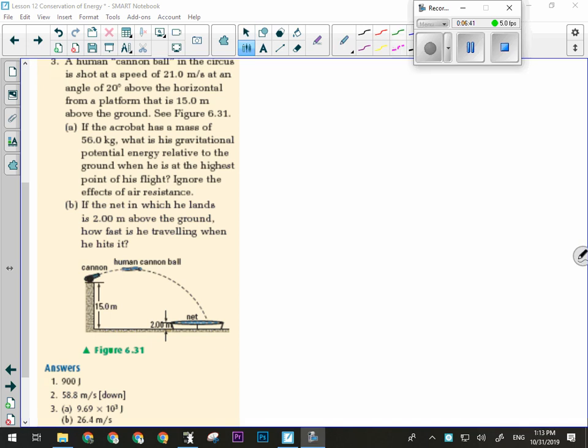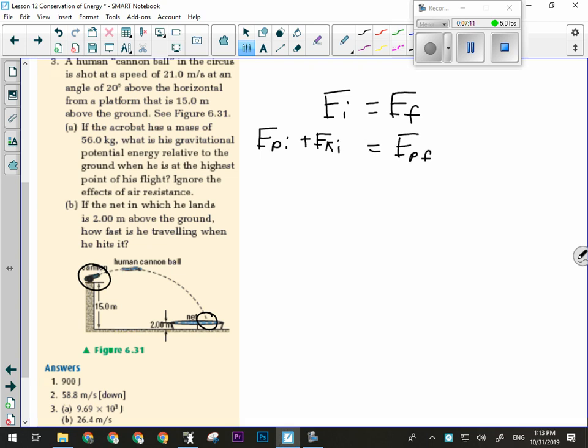So here's what we need to understand in order to solve part B. I have to understand that the mechanical energy at the launch point and the mechanical energy at the landing point are equal. So I can say that the initial mechanical energy and the final mechanical energy are the same number. I calculate mechanical energy by taking initial potential, adding it to initial kinetic. That's going to equal final potential plus final kinetic.